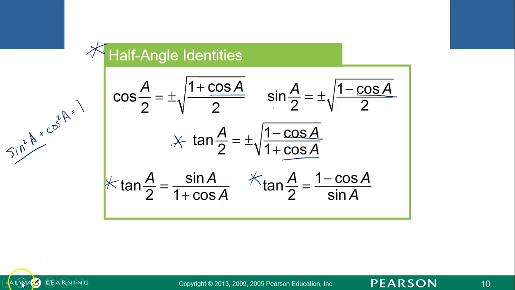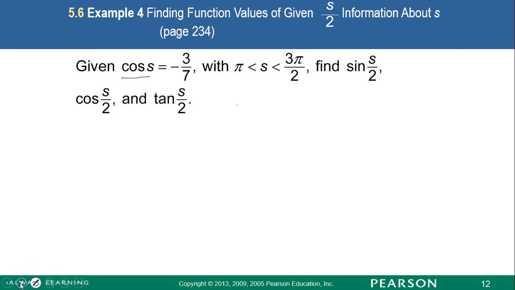Okay, so let's look at this problem. We know cosine, that's a good value to have, but we know that this quadrant right here is quadrant 3, but we need to find what quadrant s over 2 is in, okay? And this is how we're going to do that.